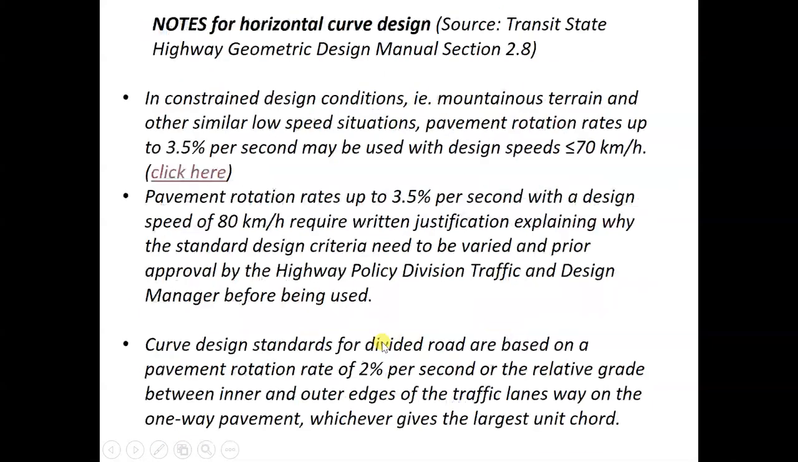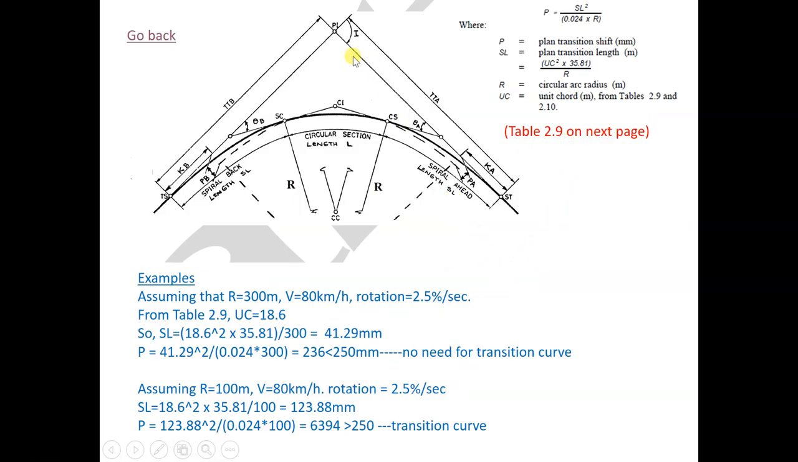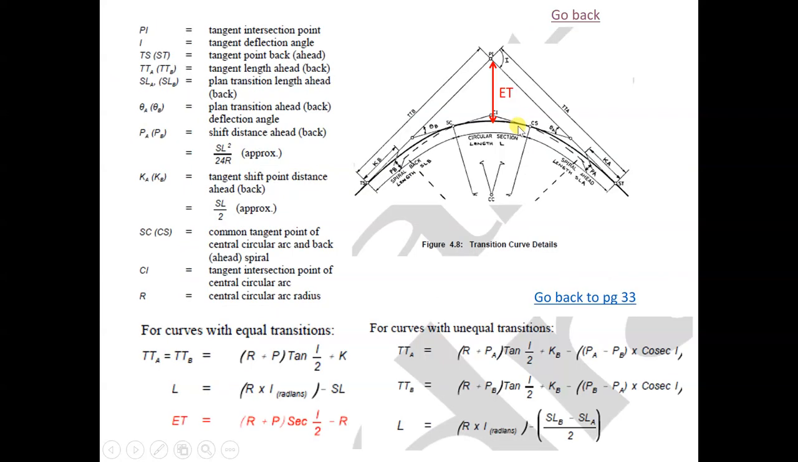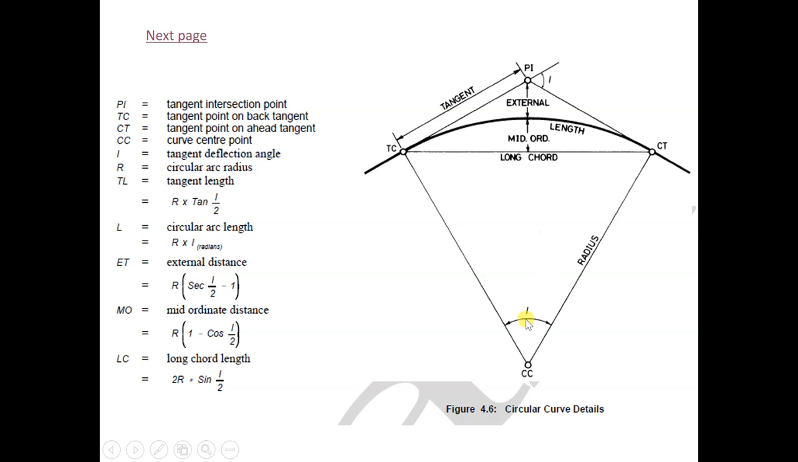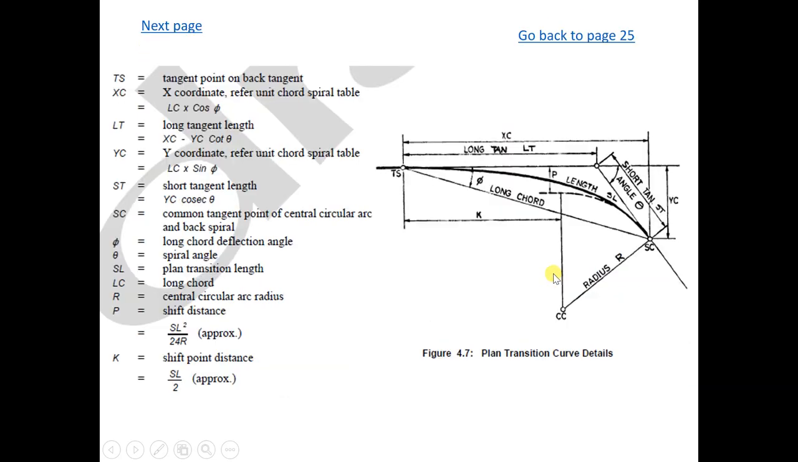This is the I, the deflection. I is the tangent deflection angle. And we have this phi, the added angle here, and then we have an angle here. The deflection angle I is this one, same thing. We have the theta here and then the phi and the theta here. So this angle is theta. We need to know the angle theta when we want to find all the things in the transition curve.